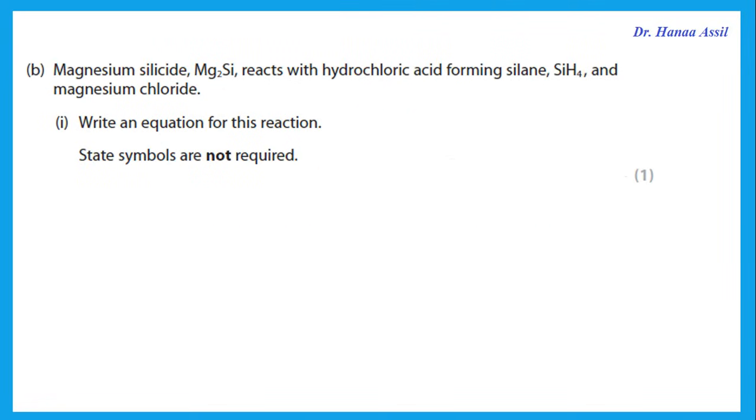Magnesium silicide reacts with hydrochloric acid forming silane and magnesium chloride. Write an equation for this reaction. So we just put in, remember that if it forms silane, then the other product should be magnesium chloride. Again, when we write any reaction, please remember to balance. We cannot leave the reaction without balance.